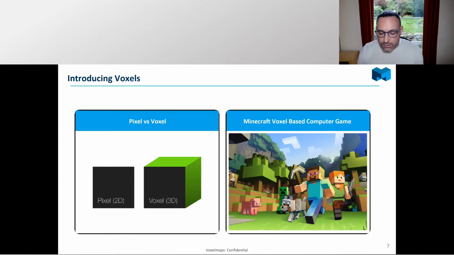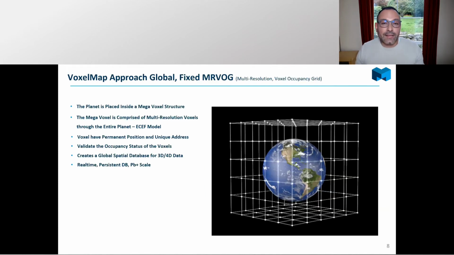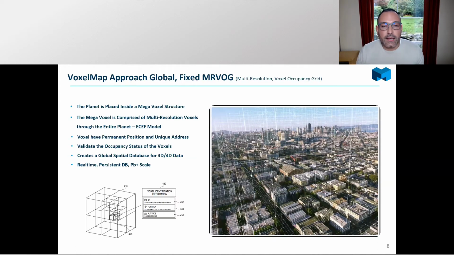So we took this concept of VOGs, but we applied it onto a planetary level. The technology is actually something called an MR-VOG, or a multi-resolutional voxel occupancy grid. What we did is we placed a giant megavoxel over the top of the planet. Now, this voxel is comprised of multi-resolutional voxels, which theoretically can be absolutely any size, but for our purposes, we use 8-meter voxels down to 1 centimeter voxels.